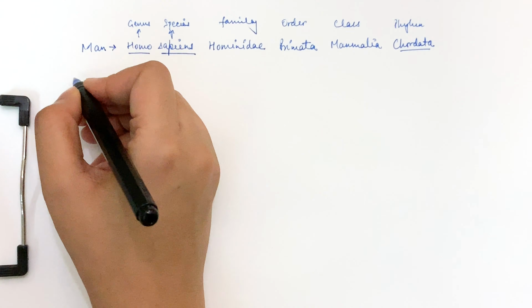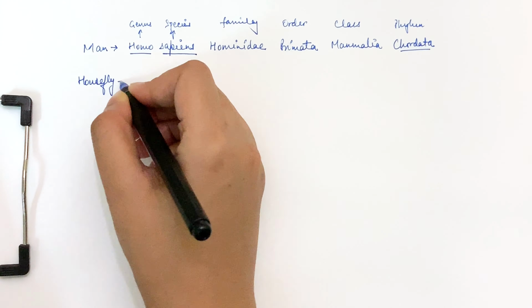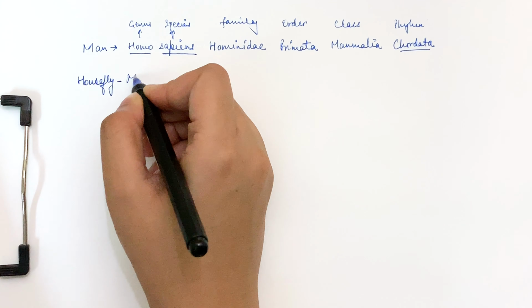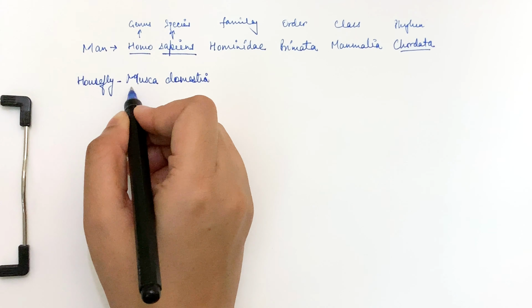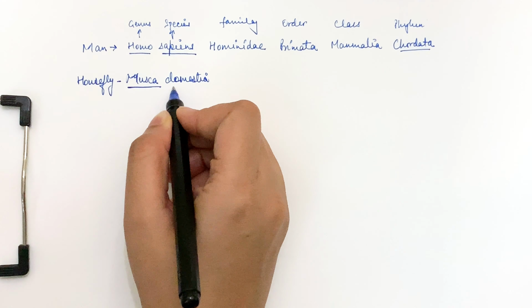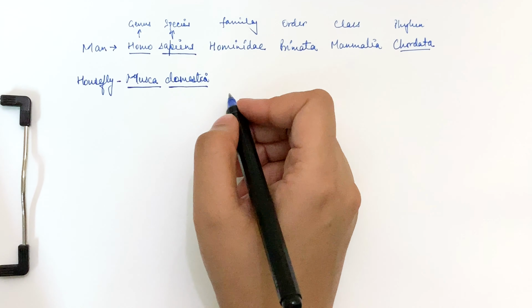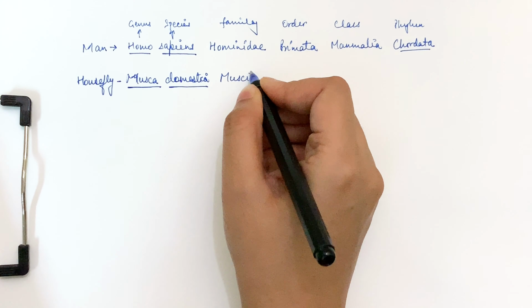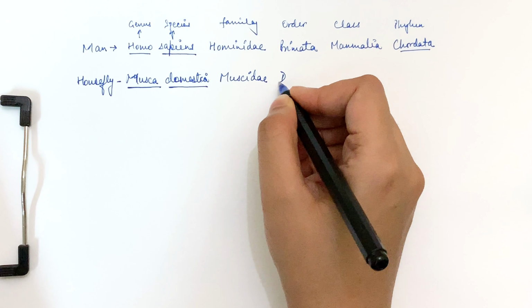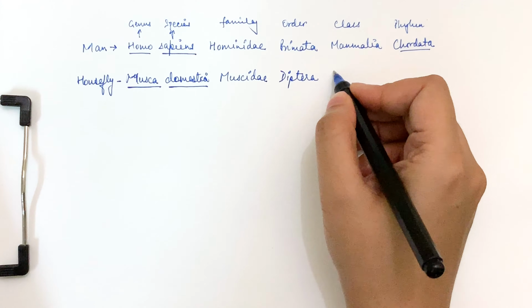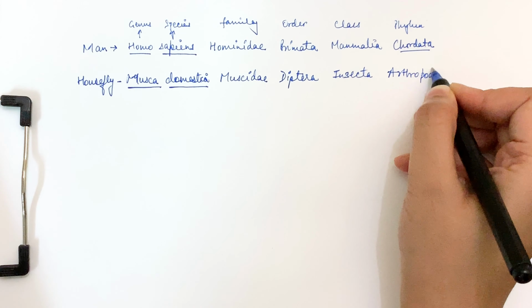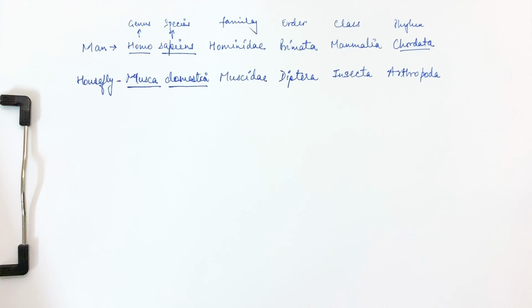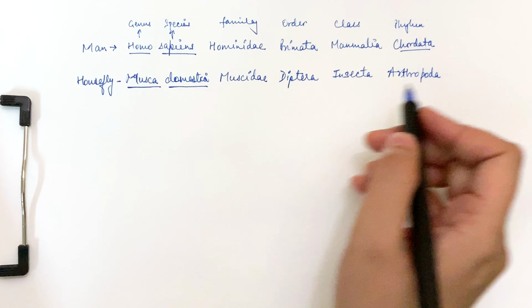Then let's take an example of, say, housefly. The scientific name of housefly is Musca domestica, or Musa domestica, as you want to say. The genus name is Musca, the species is domestica. The family is Muscidae. The order is Diptera. Class, it being an insect, is Insecta, and the phylum is Arthropoda. Arthropoda basically is a division wherein the organisms have jointed appendages. So this is the classification of housefly.